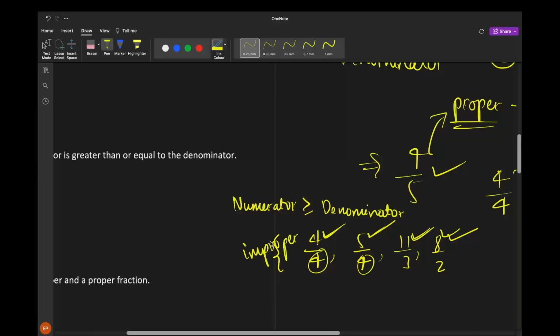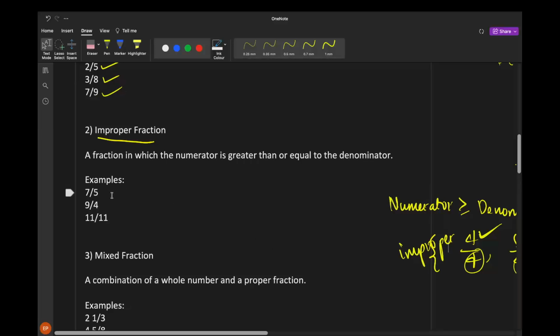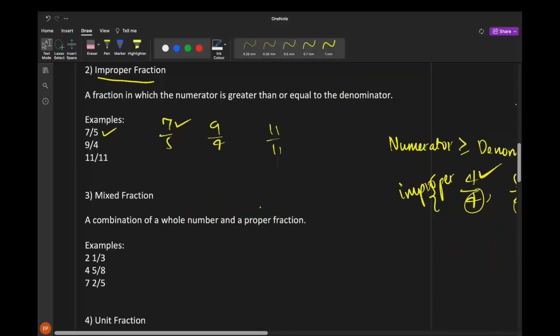So these types of fractions are called improper fractions. You can see examples here also. 7 by 5, 7 is greater than 5, right? 9 by 4, 9 is greater than 4. 11 by 11, 11 is equal to 11. Then comes the mixed fraction.